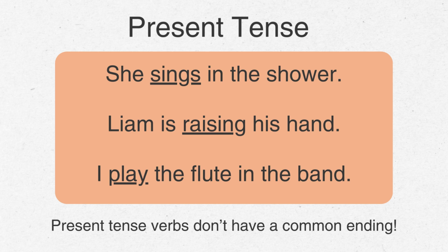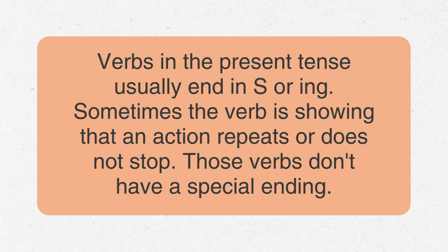Present tense verbs don't have a common ending, like our past tense verbs that have ed on the end. Verbs in the present tense usually end in s or ing. Sometimes the verb is showing that an action repeats or does not stop. Those verbs don't have a special ending, so there's not a consistent rule like we have with our past tense verbs.